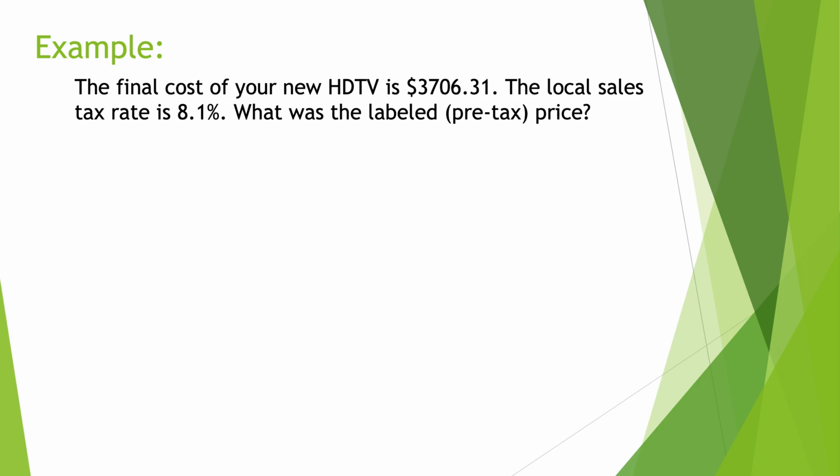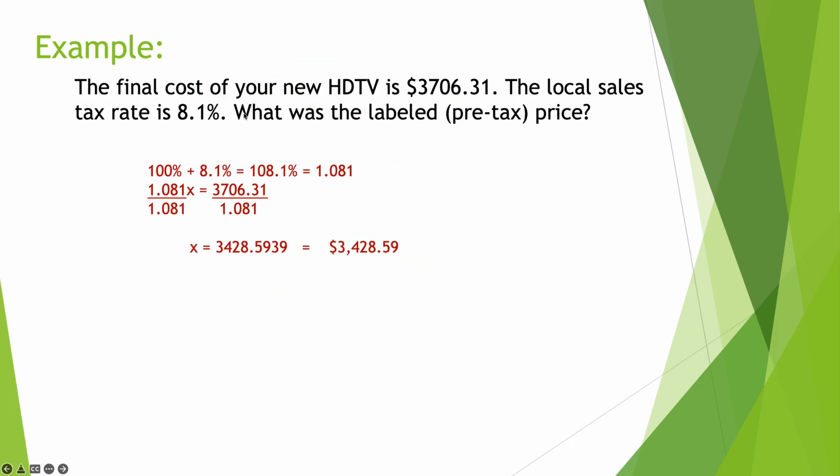Okay, so a little bit of a different way to look at it here. The final cost. They're not telling you what the original cost was and then you figure out after tax. They're telling, well, you know what? After tax, the number at the bottom of the receipt is $3,706.31. The local sales tax rate is 8.1%. What was the pre-tax price?